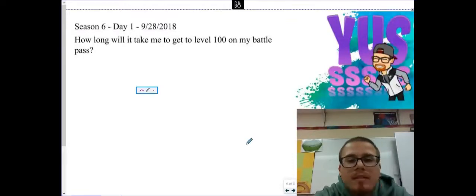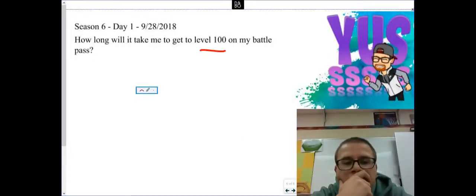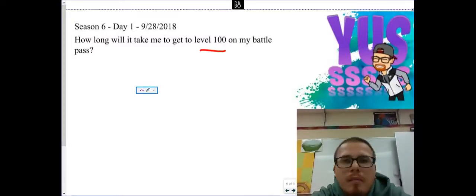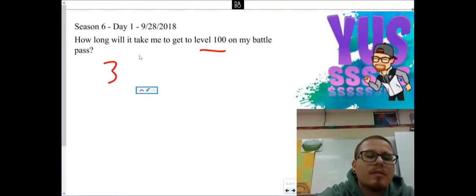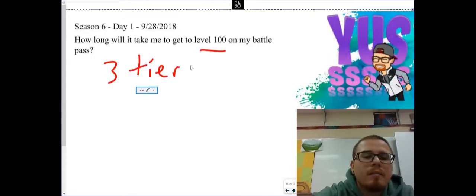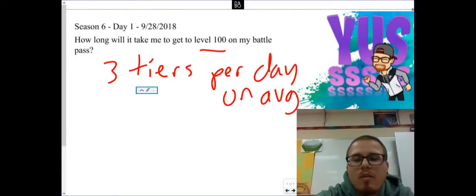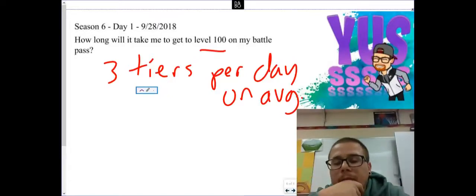So I want to know how long it's going to take to get to level 100. First, let's think about this in terms of how quickly I expect to level up my Battle Pass. I don't know what's feasible. I don't play that much, so I'm going to aim for three battle tiers a day. That's going to be my goal. So 3 tiers per day. I know it changes. It's going to be on average because some days you'll get your challenges, some days you won't. But I'm going to aim for 3 tiers a day because I think that'll give me enough time.